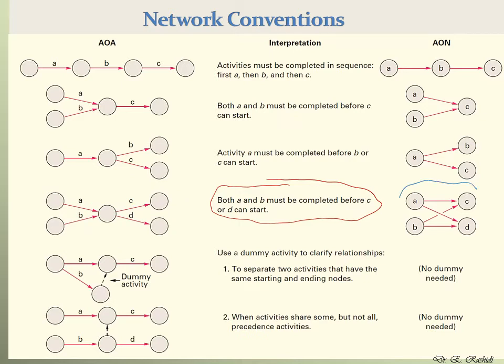For an AON network, as you see here, we show the activities on the node. So A is here, B is here. A and B must be completed before C and D can start. So when you want to start C, for example, these two arrows that come from A and B must be completed. That means that both A and B must be completed. If you want to start D, as you see arrows that come from B and A, that means that A and B both must be completed before D can start. So this is how we show this scenario using an AON diagram.